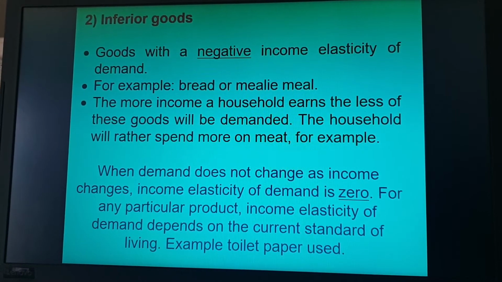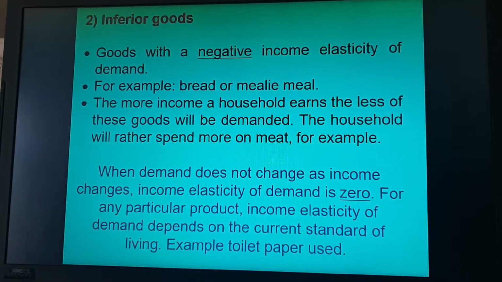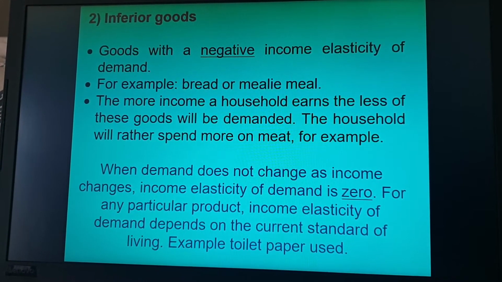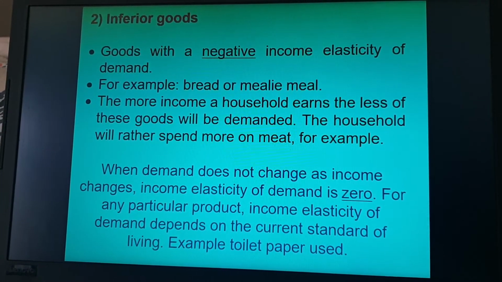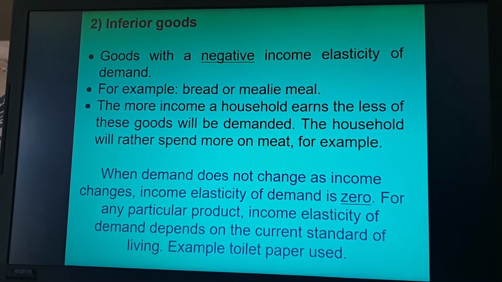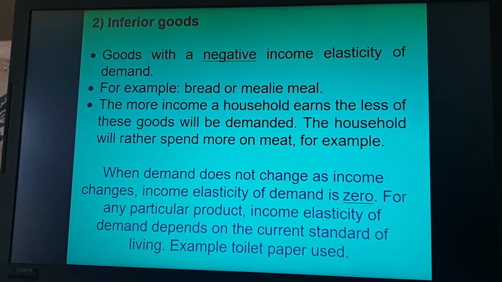The more income a household earns, the less of these goods will be demanded. The household will rather spend more on meat, for example, because if you only have a limited income, you can only buy basic goods, all right, like bread and mealie meal.